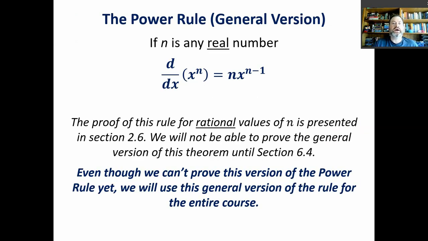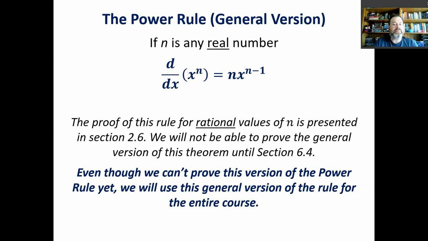Okay, so it turns out that the power rule works for any real number. We are not going to be able to prove the general power rule until section 6.4. So we're going to prove a different version of this formula in section 2.6, and then we're going to prove the most general version in section 6.4, which is way at the end of the class. It's actually like 2 sections before the end of the class.